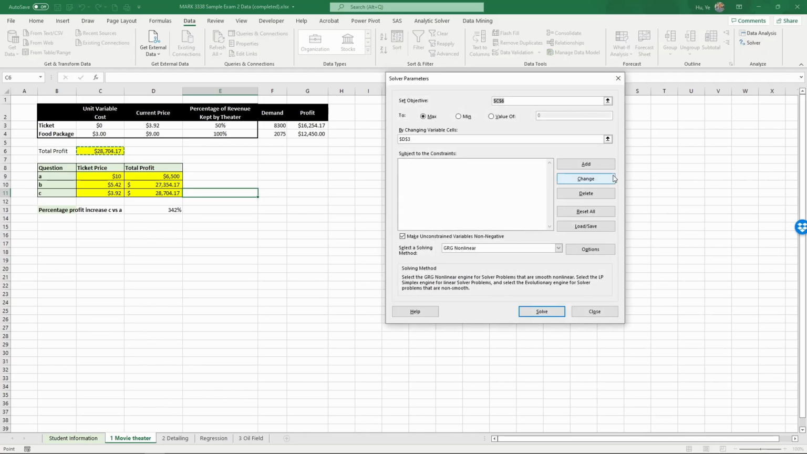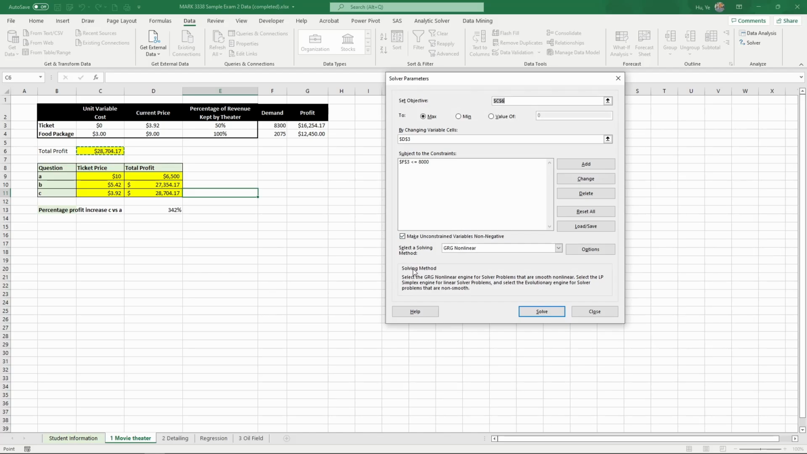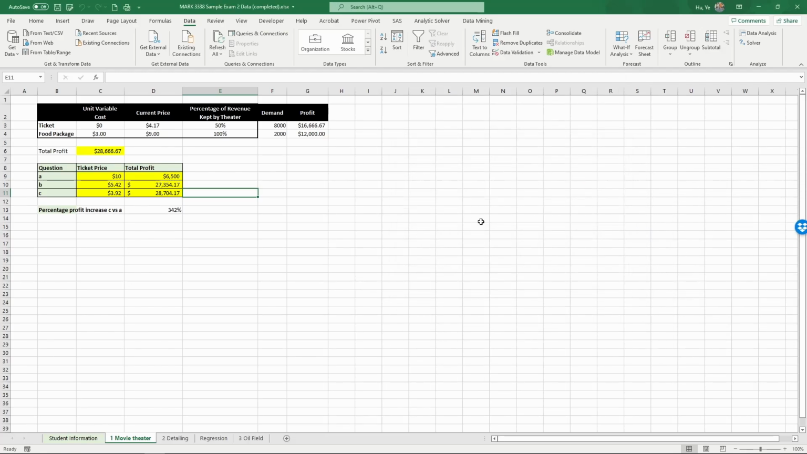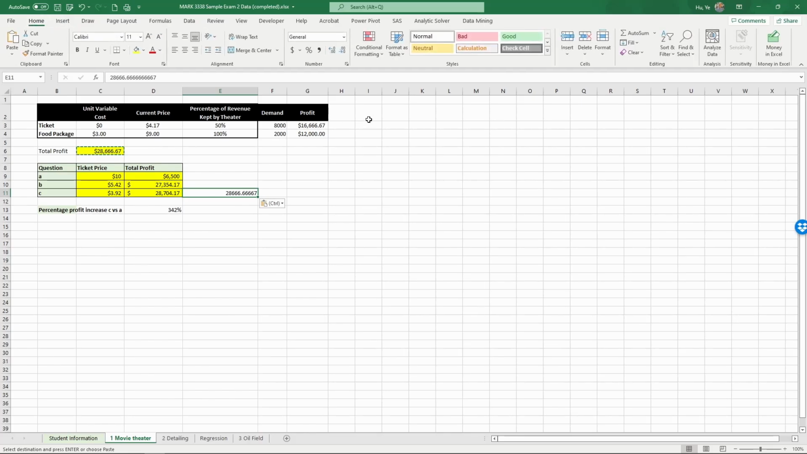Now, click on Solver. So this is what we had before. And all we need to do is to add an additional constraint where the demand for total ticket sales cannot be more than 8,000. And click OK. Now, if we solve this, click Solve. So it's done. And click OK. So now you see that the new demand is constrained at 8,000 and the total profit, let's do a Control C and right click here, paste the number and change this to dollar values.